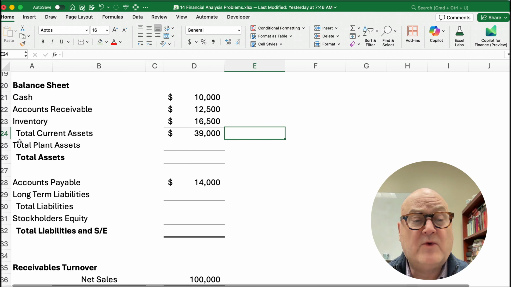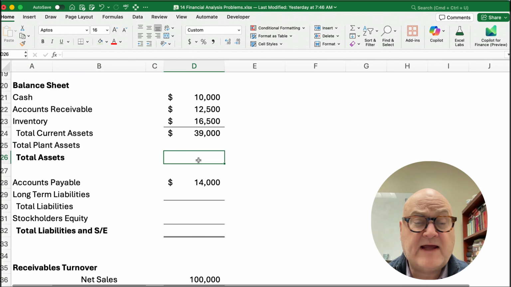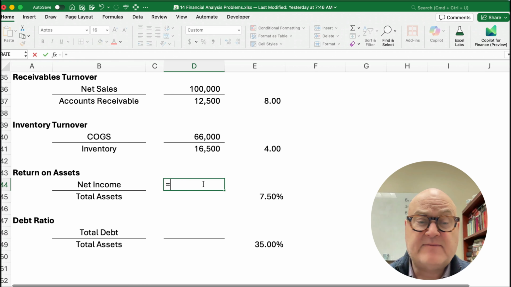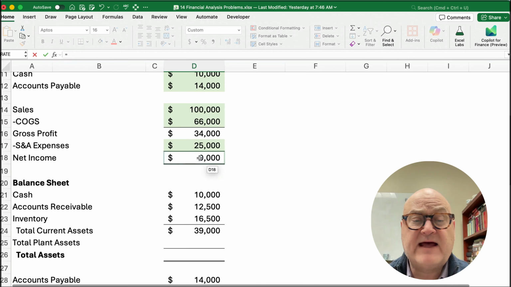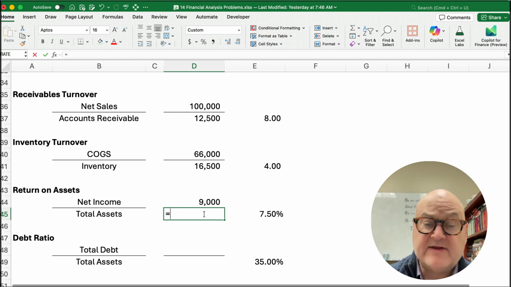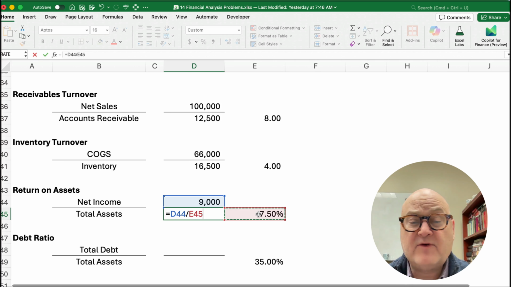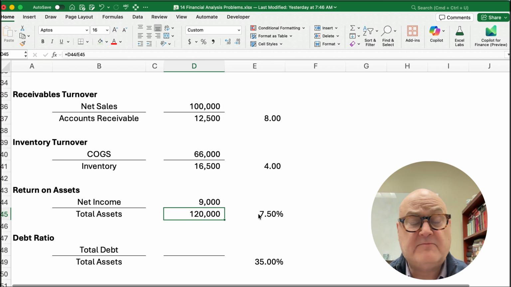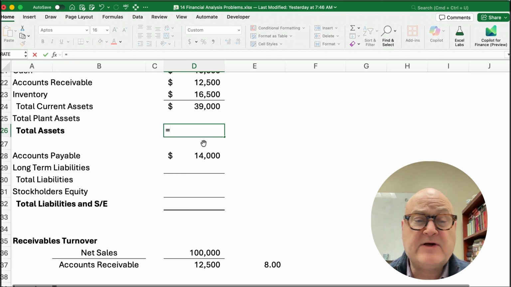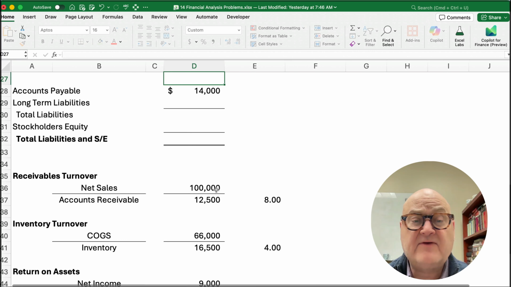Now, we either can find our plant assets and get the total assets, or if we find the total assets, we can back into what our plant assets are, right? So let's keep going down. Return on assets is net income divided by total assets. Net income, we know, is 9,000, and the return on assets is 7.5. So let's take the 9,000 divided by 7.5, and we get that our assets must be 120,000. So we know our total assets are 120,000.